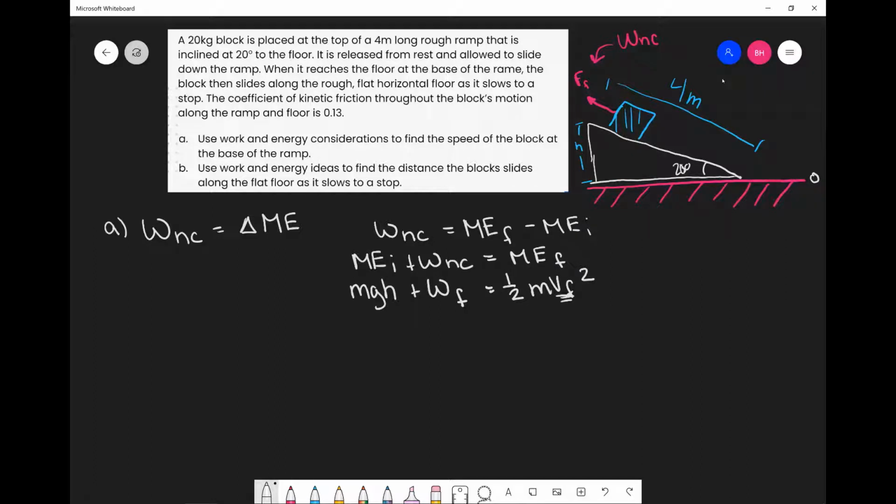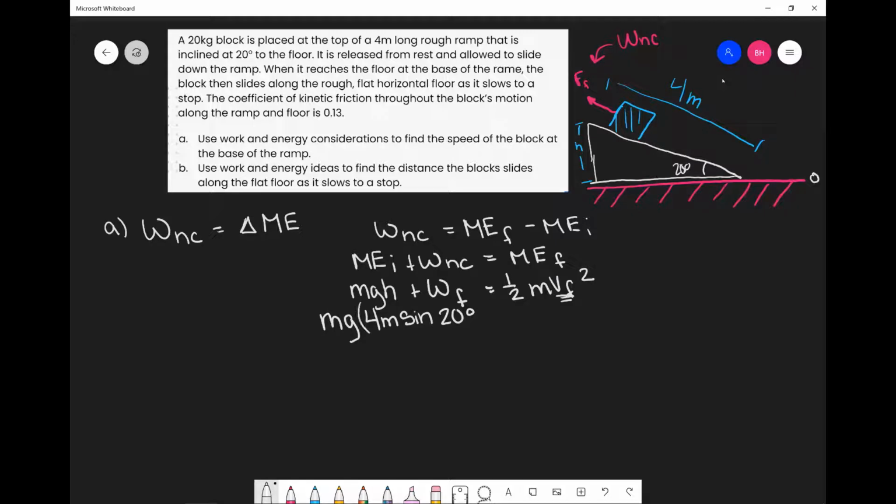Now, one of the things we do need to do is identify the height of this triangle. So we're going to have to use a little bit of trig. If we think about this, this is opposite over hypotenuse, so this is going to be sine. If I plug this in for my height and solve for my height, sine equals opposite over hypotenuse, rearranging my equation, I'm going to leave some variables in. It's going to be mg times 4 meters sine 20 degrees.